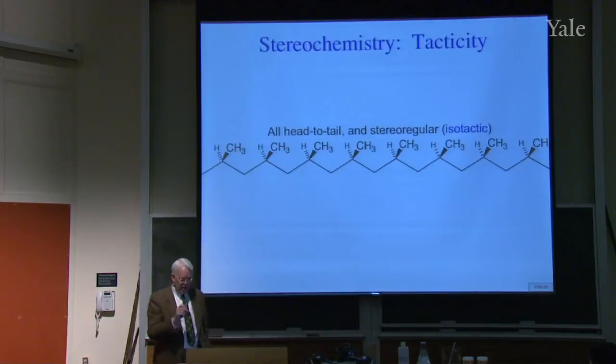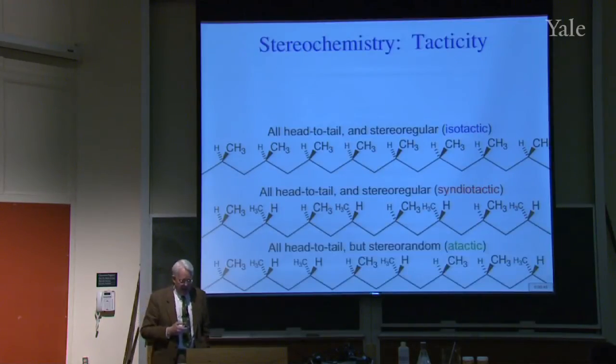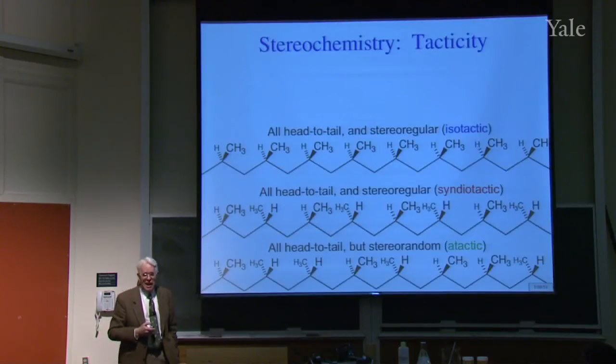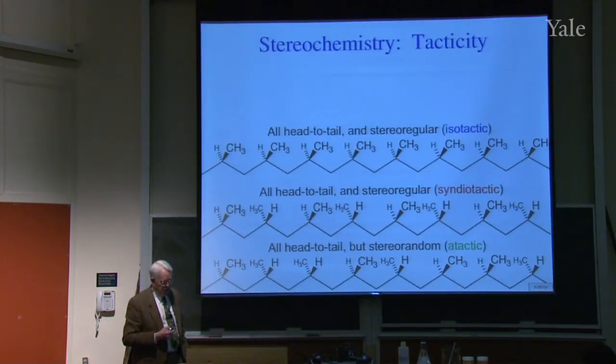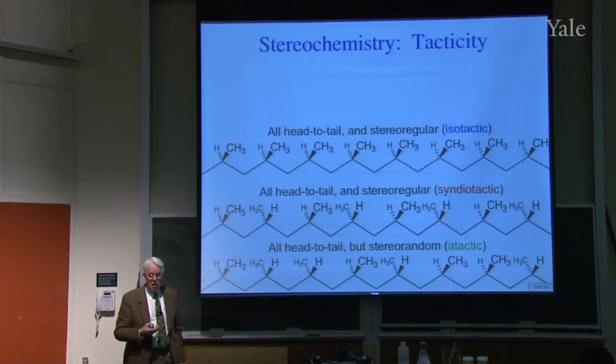So it's head to tail, but it's stereo regular. All the methyls are coming out at you, and that's called isotactic, okay? An alternative would be all head to tail, but syndiotactic: out, back, out, back, out, back, every other one, okay? And, of course, it could be random, out and back. So there are these 3 different fundamental types of polymers, isotactic, syndiotactic, and atactic, right? And they have different properties, and we'll talk about polymer properties in the next lecture and why they should be different. So for some purposes you'd want one, for some another.